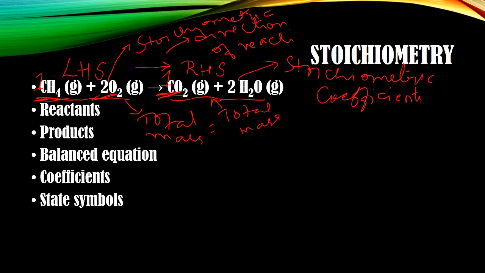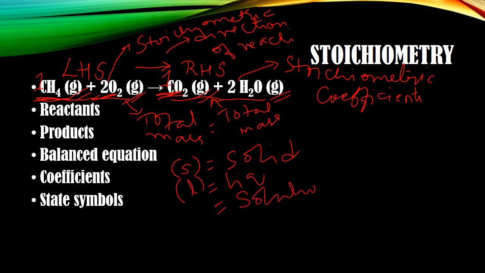Then we have the state symbols, which indicate the state of the reactants and products. Now in this example, all our reactants and all our products are in gaseous state. If a reactant or product is in solid state, we write S, and the state symbols are always written in small brackets. If the reactants or products are in liquid state, we write L. And if any substance is in the form of a solution, then we write AQ. And of course, we write G if it is a gas.